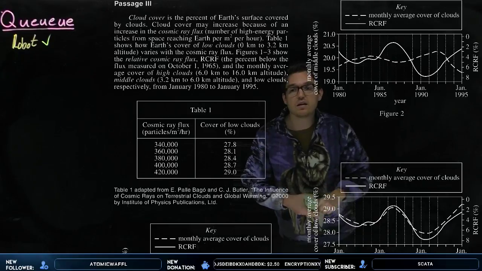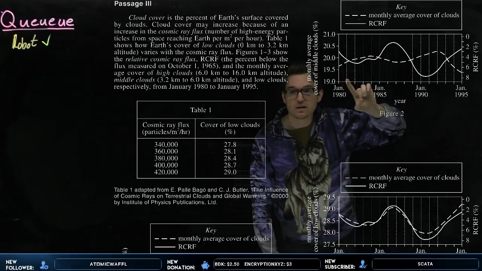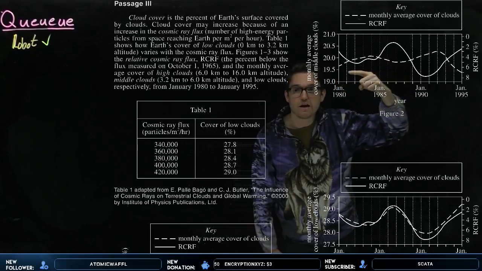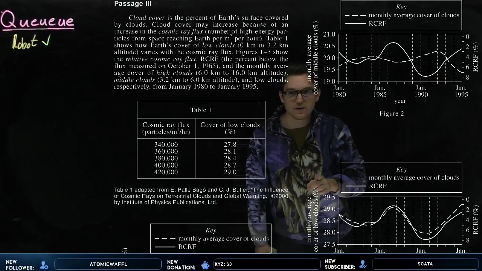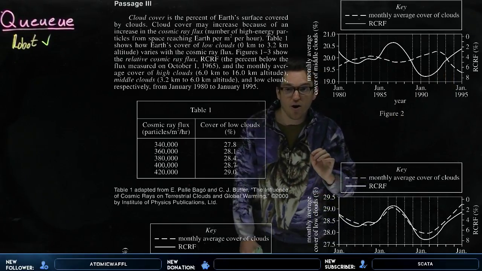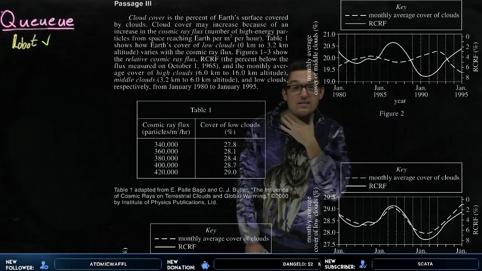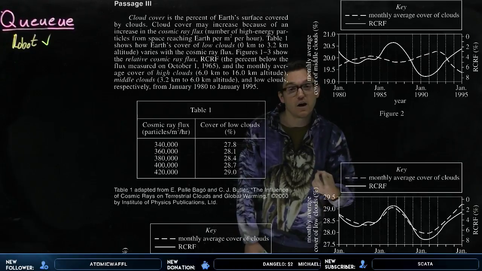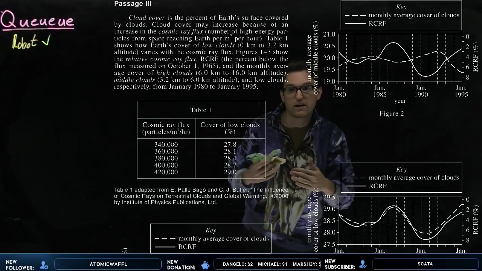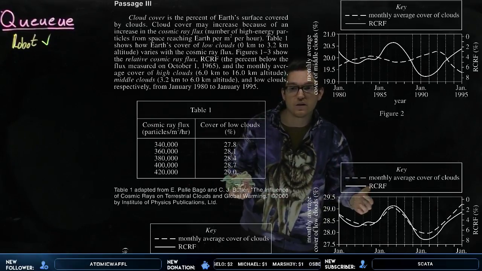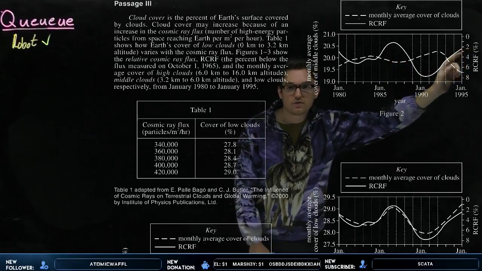So what that means is if you're going to be reading the data for the monthly average cover of clouds, which is the dotted line, you need to look to the left numbers to read that data, not the right. You better bet that they're going to give you some answers that are from the right axis, as in the incorrect one, but on the right side, because they are checking to see if you're able to follow a key and extrapolate that to the right side of the graph. So if you're going to read anything about the RCRF, which is the solid line, you have to take that to the right side of the graph, not the left side of the graph.